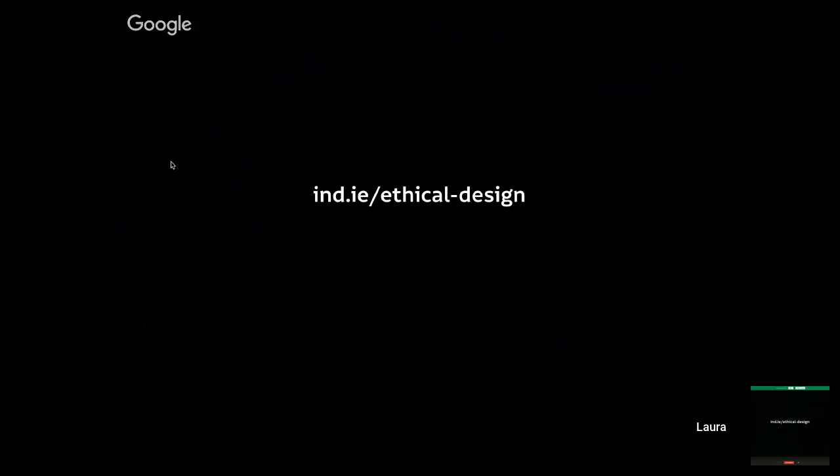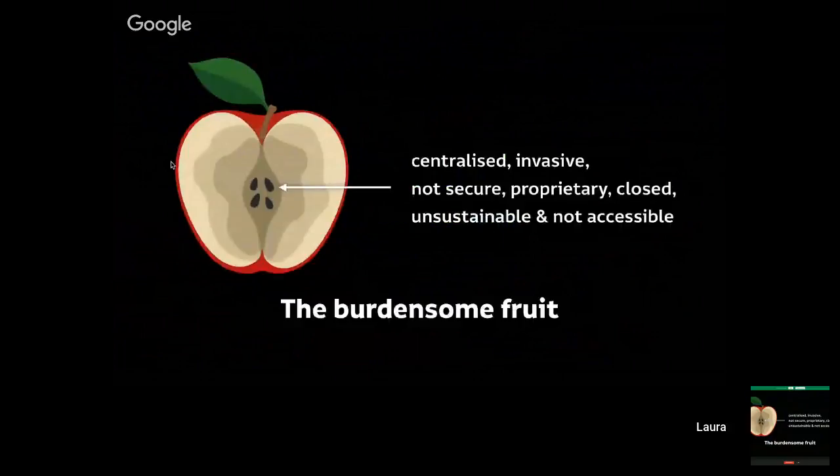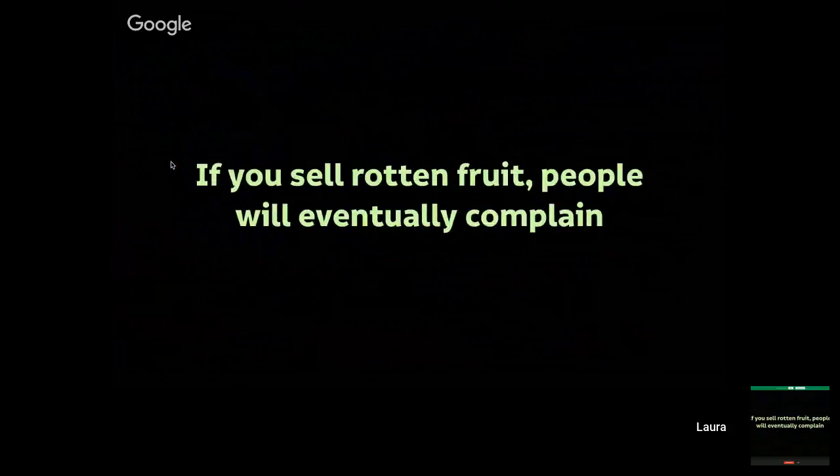We're not building things that are inclusive. We're creating rotten fruit. Rotten fruit is burdensome. If we build products that are unethical, they're a burden to us. What happens when you build things that aren't accessible? Rotten fruit, people are eventually going to start complaining. This brings me back to my example in the beginning.